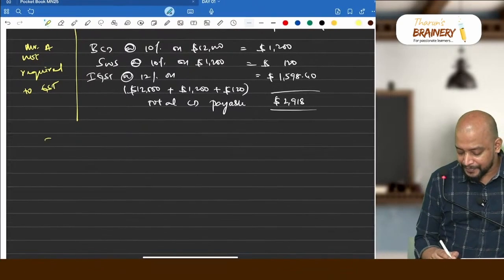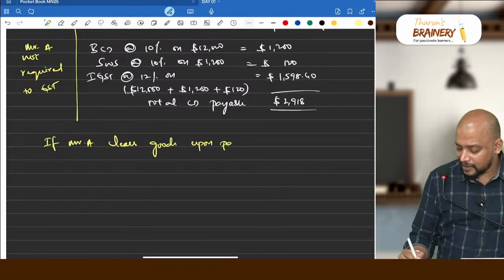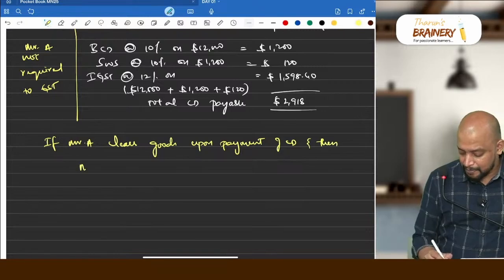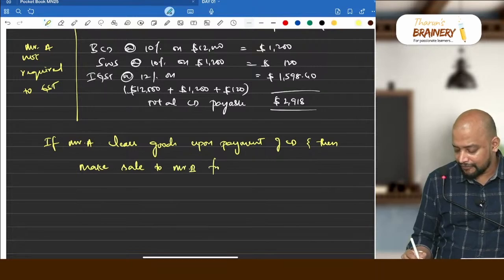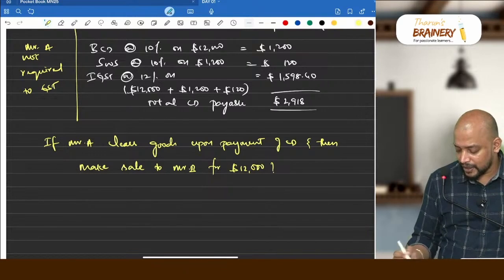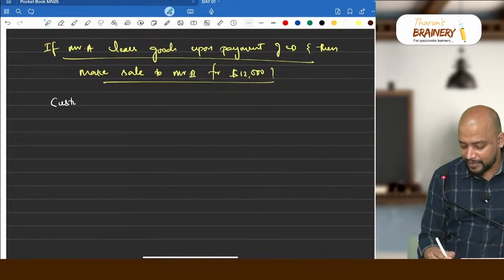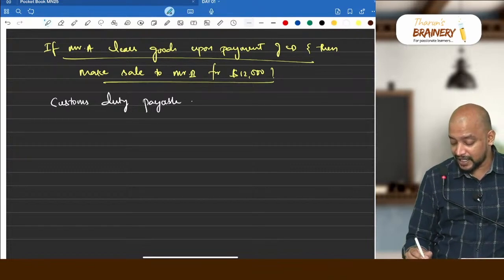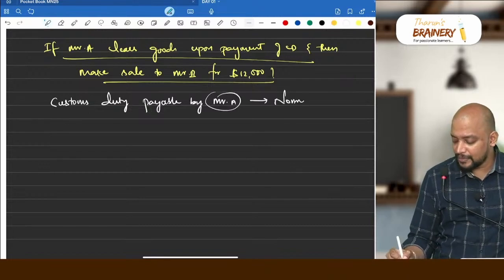Now if Mr. A clears goods upon payment of customs duty, and then makes a sale to Mr. B for $12,000, then what will happen to the customs duty payable, and who will pay customs duty? Of course, customs duty is payable by Mr. A, because Mr. A is the one filing the bill of entry. What type of bill of entry? A normal bill of entry will be filed.